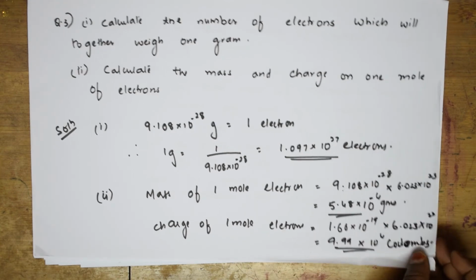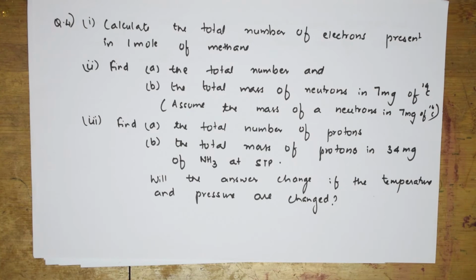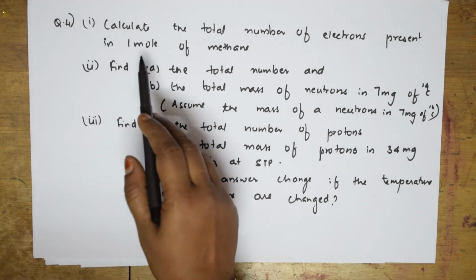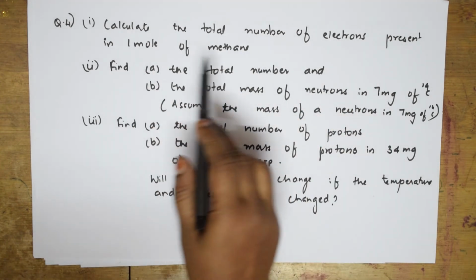This is over. So let's come to one more type of numerical. This is a very big numerical. Let me use the back side of the page. So what do they give me? They said calculate the total number of electrons present in 1 mole of methane.